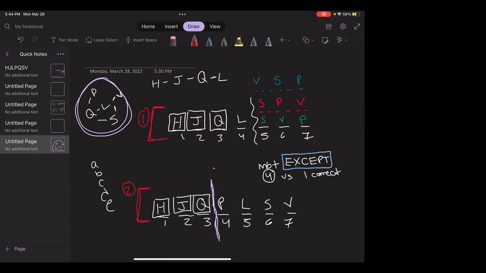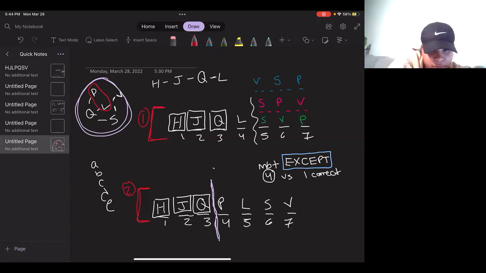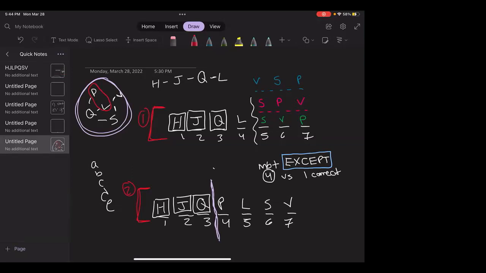This one is definitely the trickiest one, because it asks you to test, do you understand that P and L can come before or after each other? As long as they're after Q, it's fine. Yeah, okay. I guess that was where I was confused at. Yeah, no, I didn't even pick that up either.